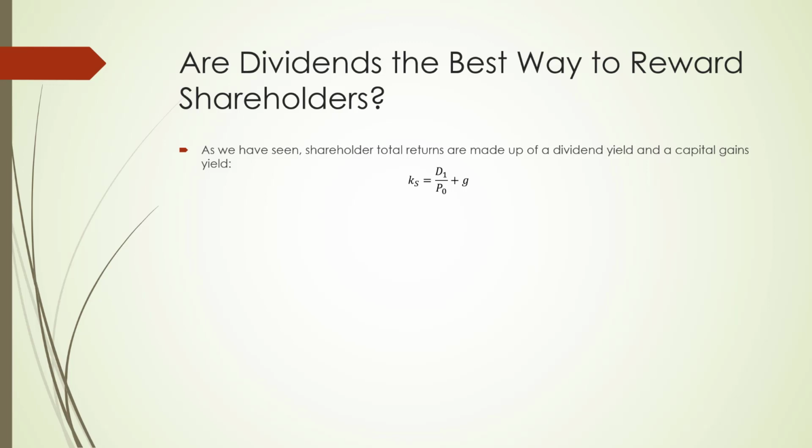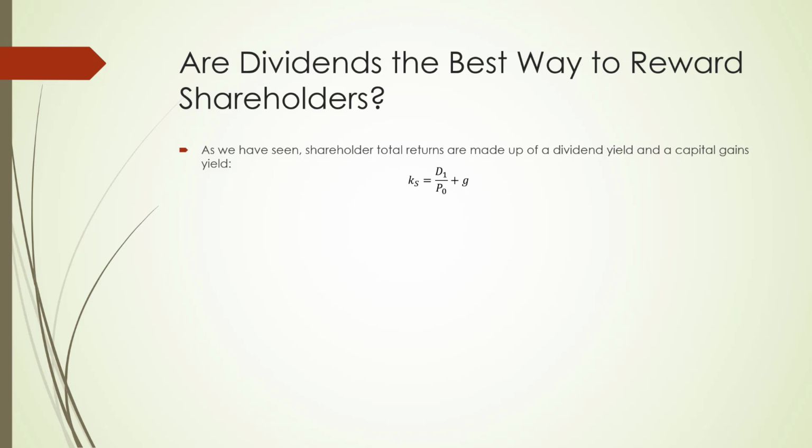As we've seen, the shareholder returns are made up of a dividend yield and a capital gains yield. So what I've done here in this equation is I've taken the constant growth dividend discount model, which remember is only one model that can be used to value the stock. So this does not necessarily imply that the value of the stock depends on the dividend. Remember, ultimately, as we talked about in Chapter 8, the value of the stock is the present value of the total cash flows that the shareholders receive.